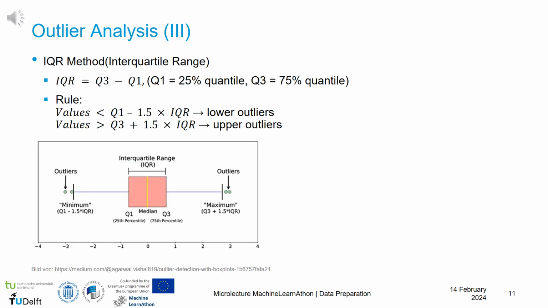A very popular method to detect outliers is the interquartile range method. So it basically calculates several statistical measures, for example, the median and the quantiles, and then it subtracts and adds 1.5 times the interquartile range to the median. And then all the values that are below the difference or above the sum are marked as outliers.